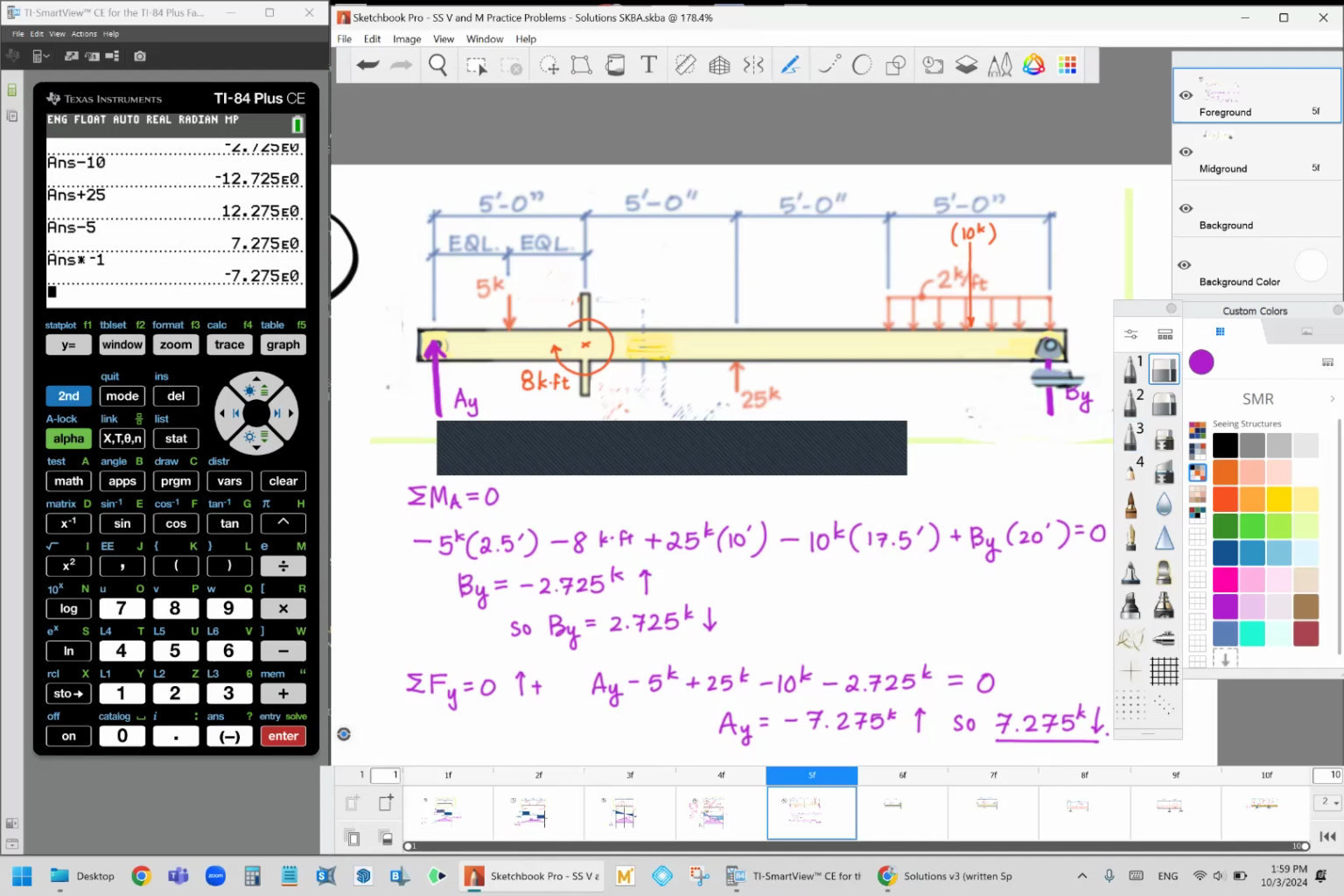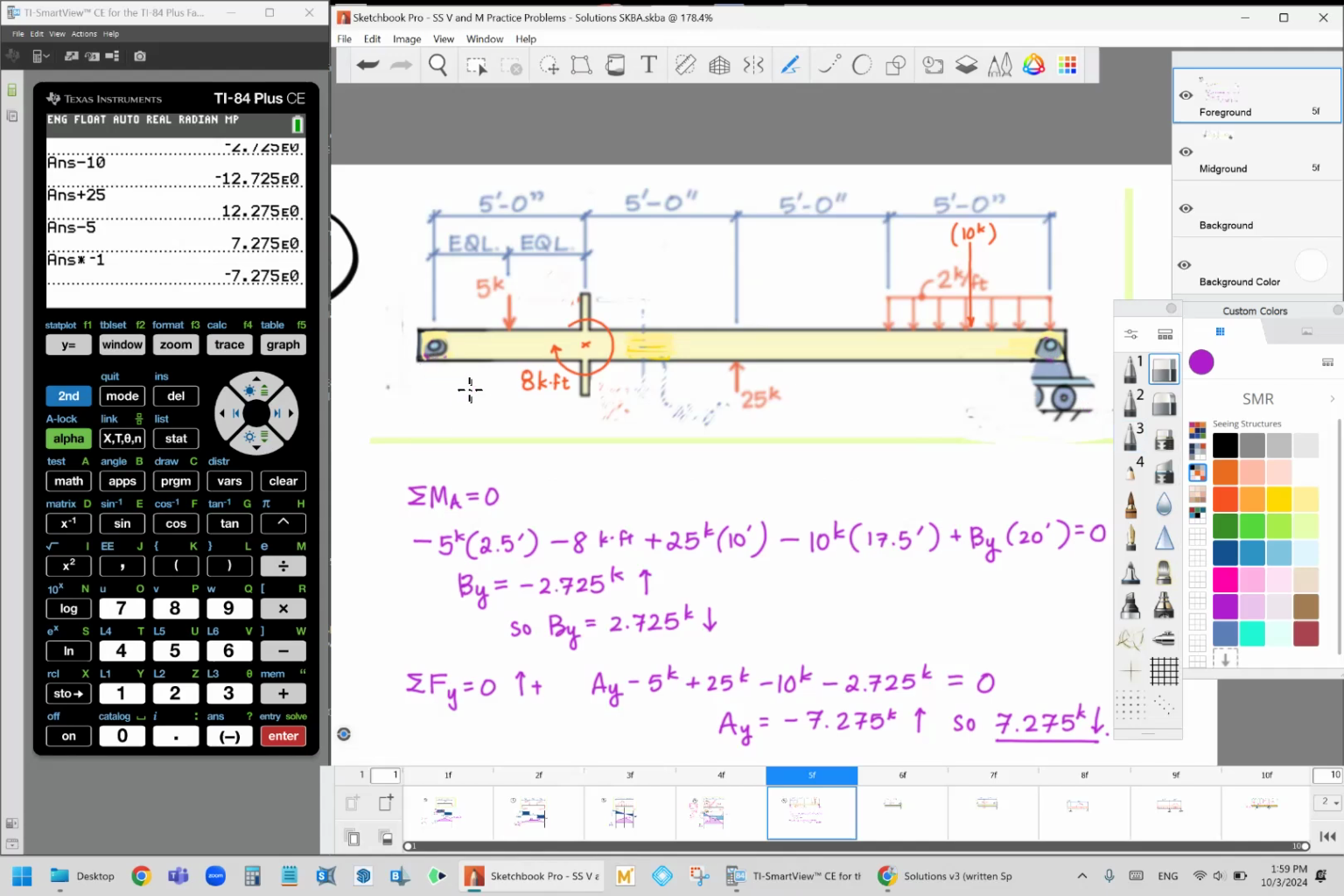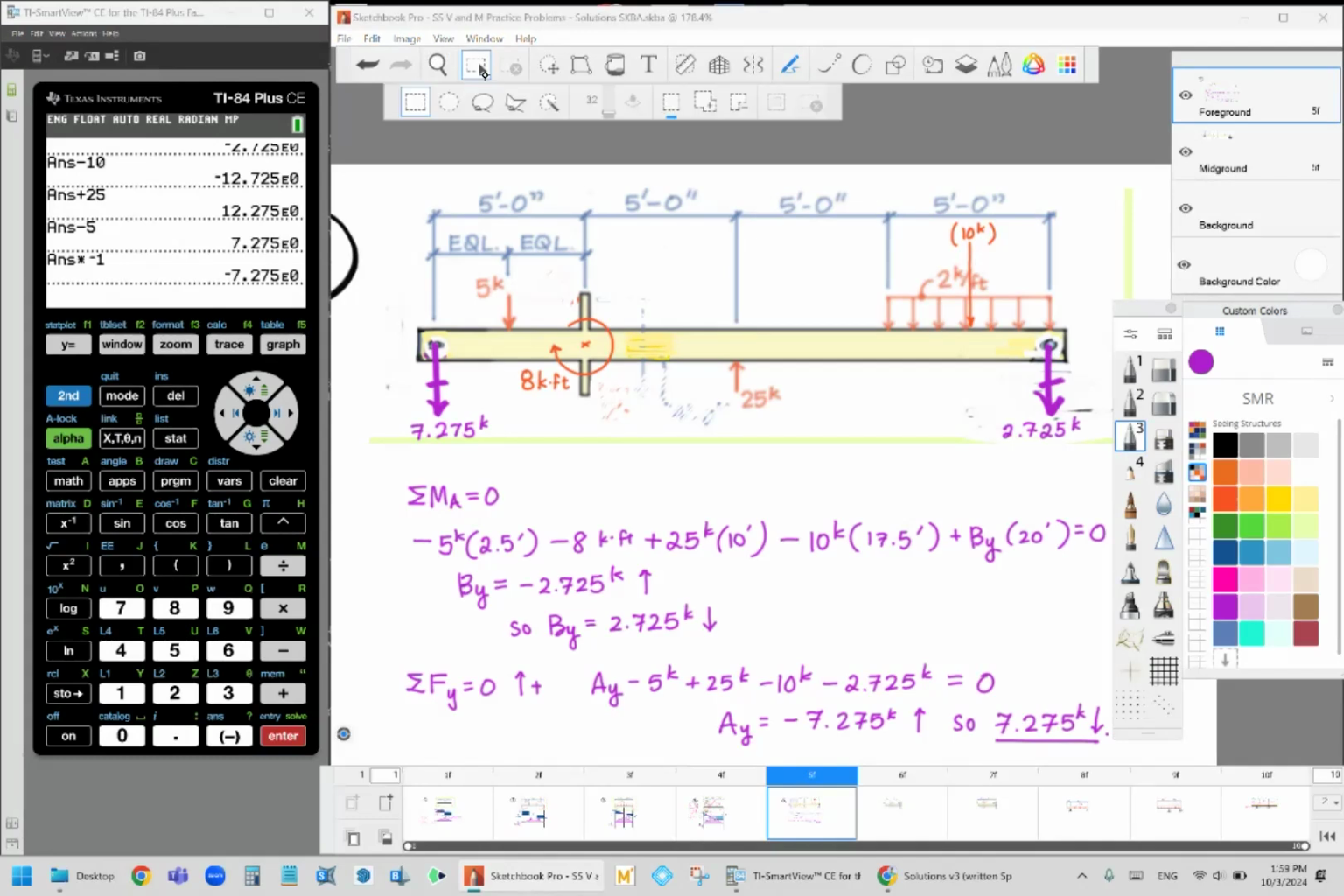All right, as we move from reaction mode to shear and moment diagram mode, I'm just going to clean this up a little bit. It's going to be harder said than done, isn't it? Okay. So we will color over the support again. Over here at A, we determined that A_y was a downward reaction equal to 7.275 kips downward. And at B, we have 2.725 kips downward.